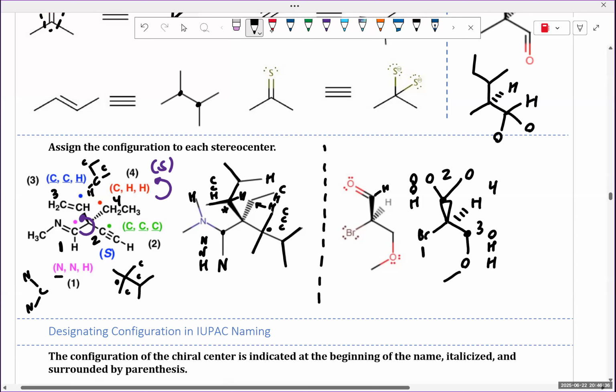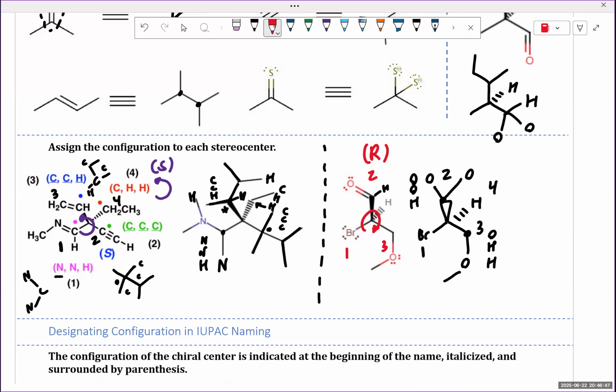We can now trace from highest to lowest priority. Tracing from highest to lowest priority gives us a clockwise rotation. So this would be an R stereocenter.